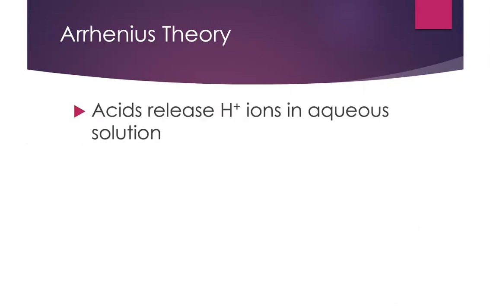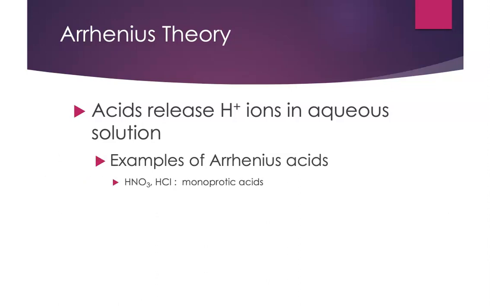According to Arrhenius, acids release hydrogen ions when they're dissolved in water. Arrhenius' theory is really all about being dissolved in water. That is actually part of his theory. But the key component is that acids release H+ ions. Examples of Arrhenius acids are things that we often think about as acids: nitric acid and hydrochloric acid. Notice they both have H+ as the cation.